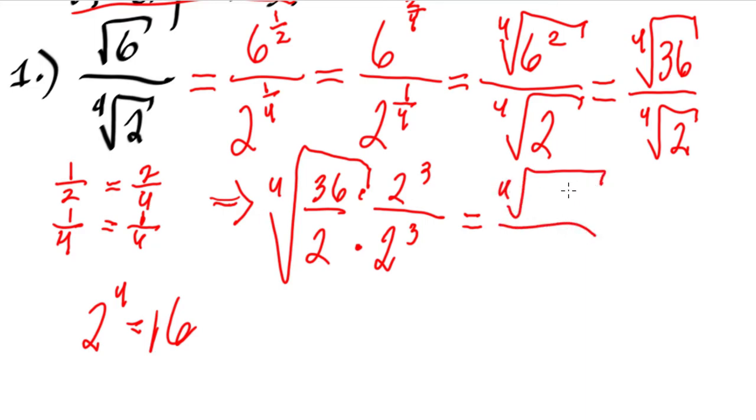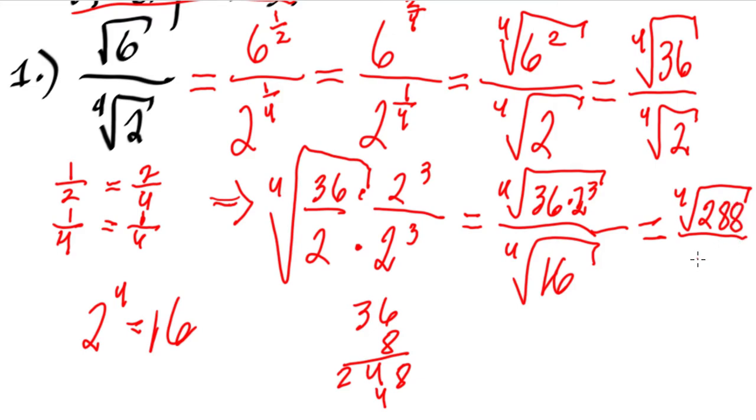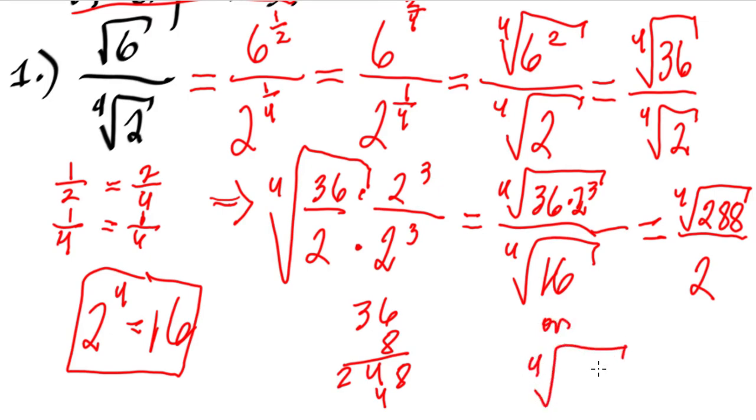Maybe we can separate them now. 36 times 2 raised to 3, and then the denominator is the fourth root of 16, which we know as 2. So 2 raised to 3 is 8. 36 times 8 is going to give us what? 36 times 8 gives us 288. So we have the fourth root of 288 all over 2. Take note, 16 is equal to 2 raised to 4, so we may write the fourth root of 2 raised to 4, which will give us 2.